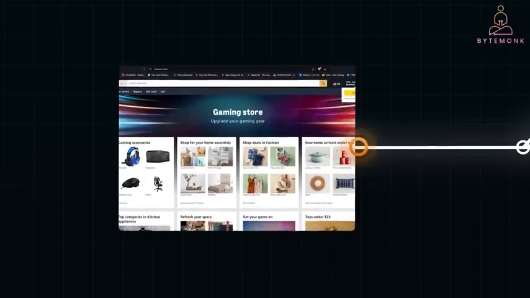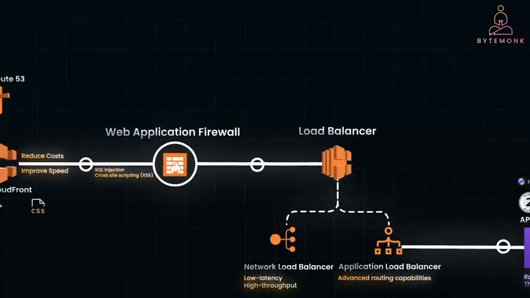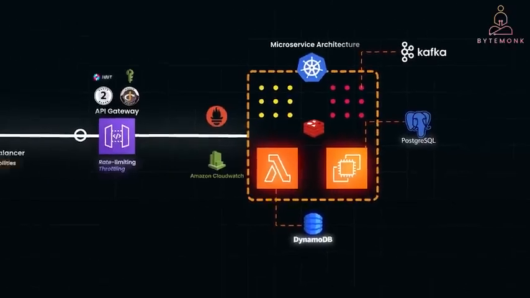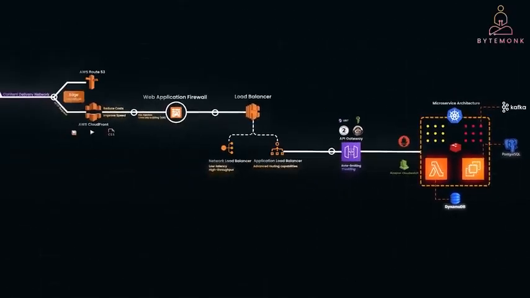In a well-designed system, this entire journey from the user's request to the final response happens in milliseconds, ensuring fast, reliable performance. From DNS resolution to the database and everything in between, every layer plays a crucial role in delivering a smooth, fast experience to users. Understanding both the request and response lifecycle gives you a solid foundation for designing resilient, scalable systems.